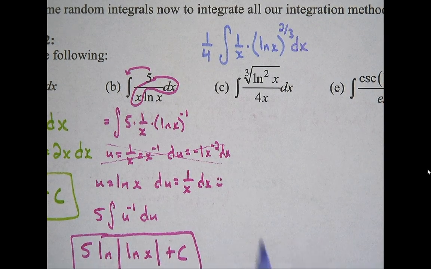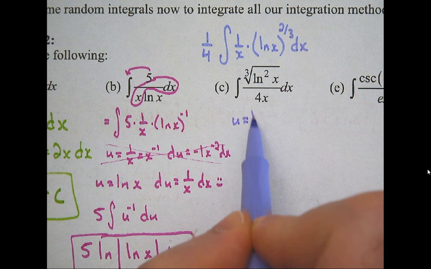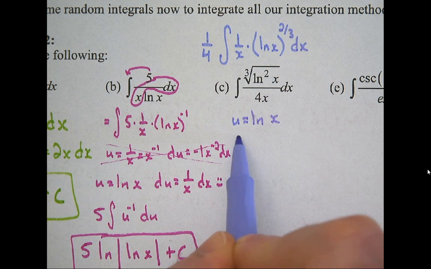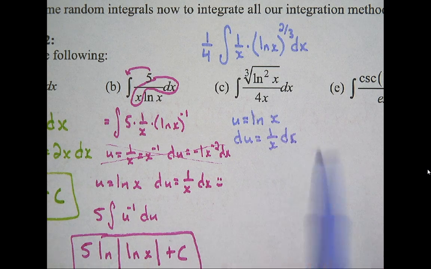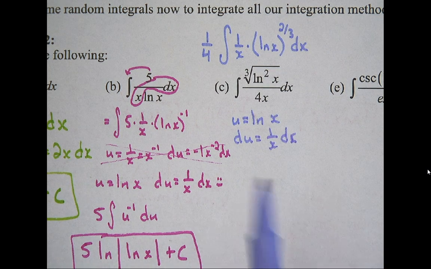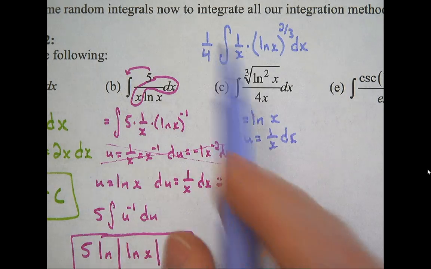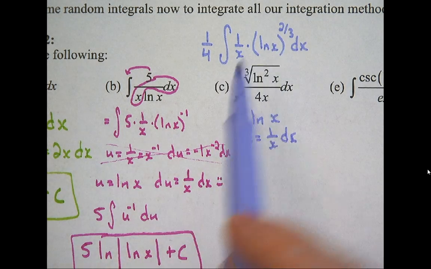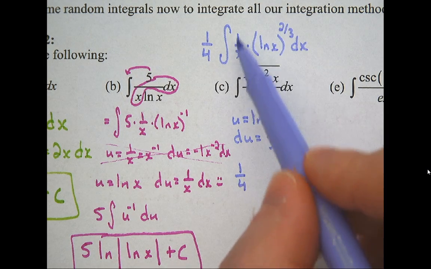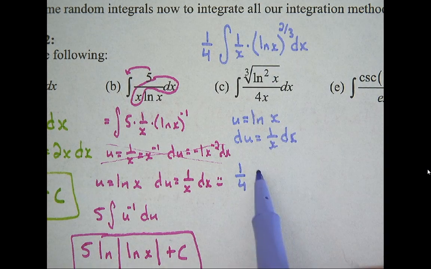So who would be a smart choice? I would go with natural log again. Natural log's derivative is 1 over x dx. Life is good there. So if I were doing a u du on this, I have my constant out front. Do I need any corrections? No. The 1 over x and the dx are going to come together to make my du.